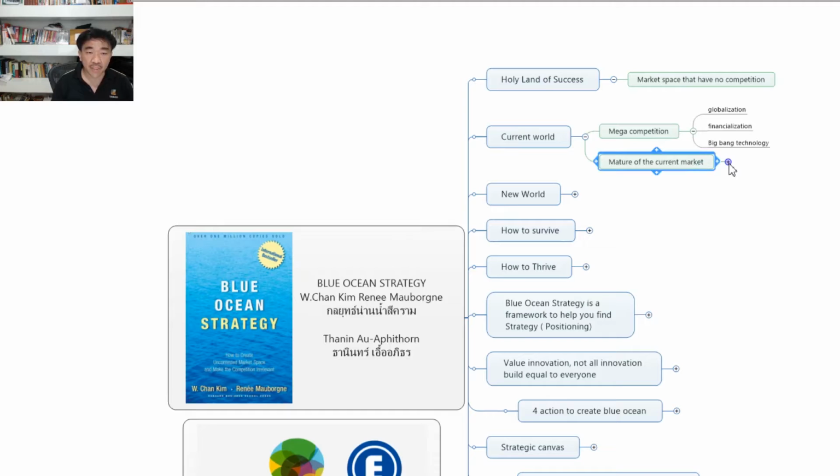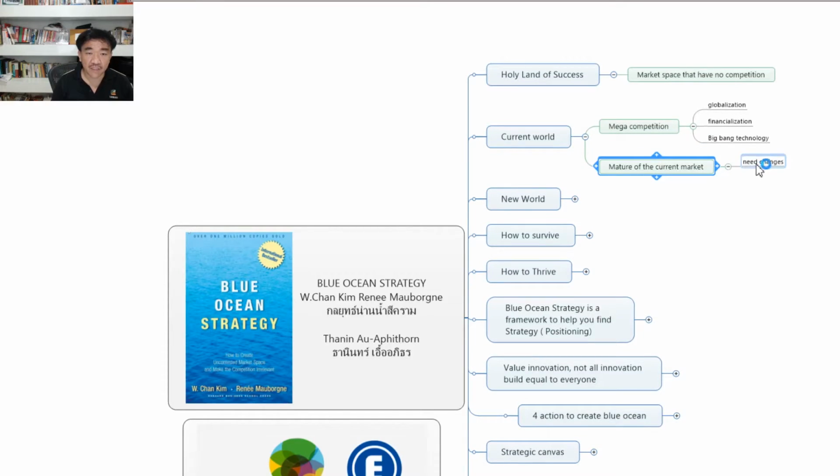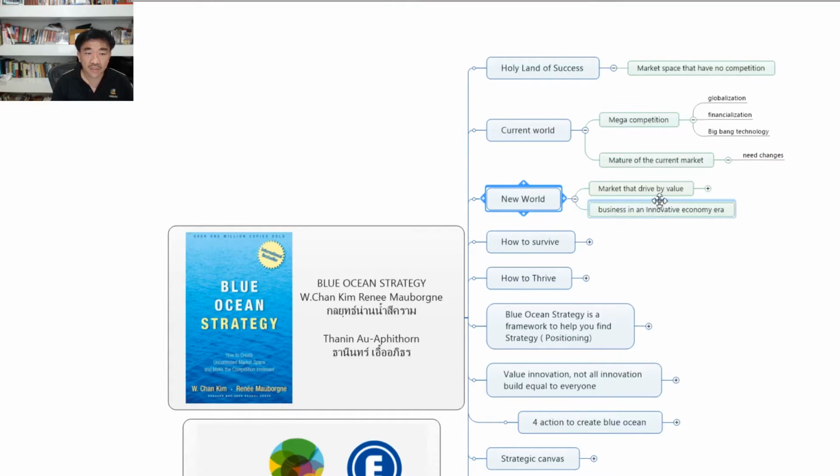And another thing is the measure of the market. The behavior of the consumer has changed very much in the past 50 years, and it will continue to change. As you can see in the marketing framework, it has changed quite a lot. In the new world, the market is driven by the value that we create. It is not only the value of the product, it is the value of the overall offering.